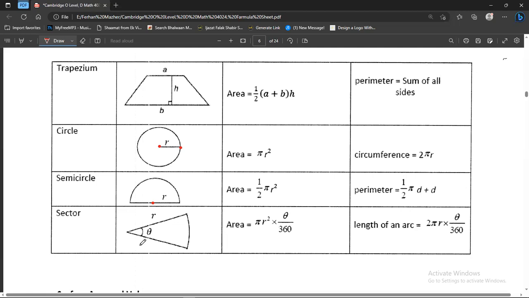For the sector, for example, the angle subtended at the center by the sector is theta. Then the area will be theta by 360 into pi r square, and the length of the arc is theta by 360 into 2 pi r. This is a very important formula.